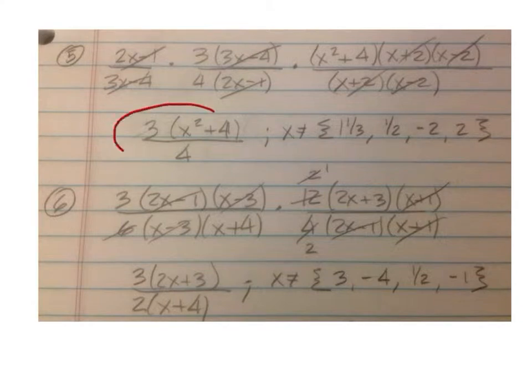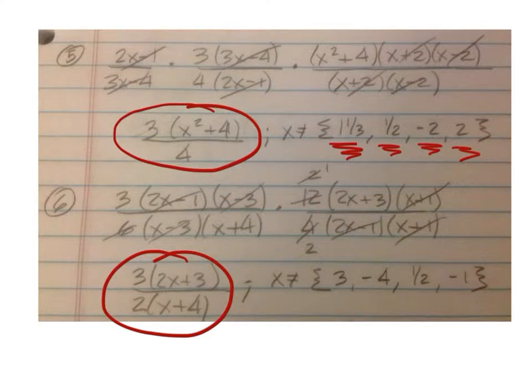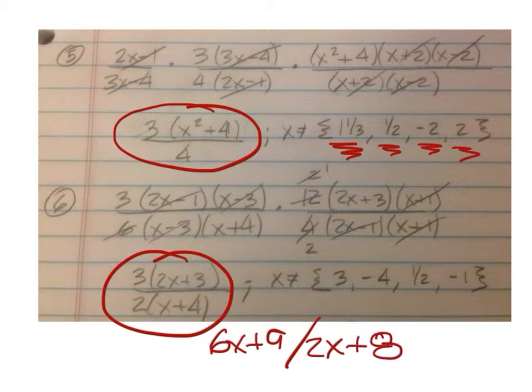Alright, you should have 3 times the quantity x squared plus 4 over 4, or you could have 3x squared plus 12 over 4. And the values are 1 1/3, 1/2, negative 2, and 2. On number 6, 3 times the quantity 2x plus 3 over 2 times the quantity x plus 4, or you could have had 6x plus 9 over 2x plus 8. And 3, negative 4, 1/2, negative 1.